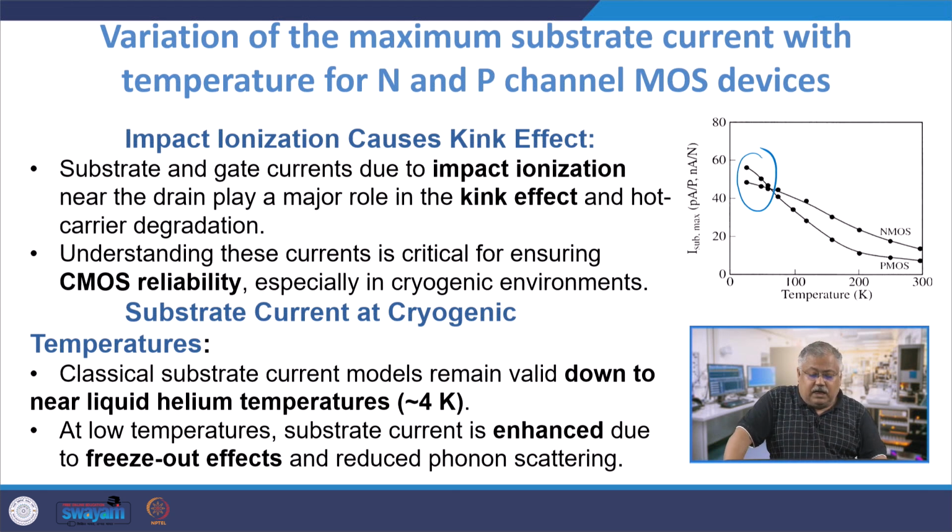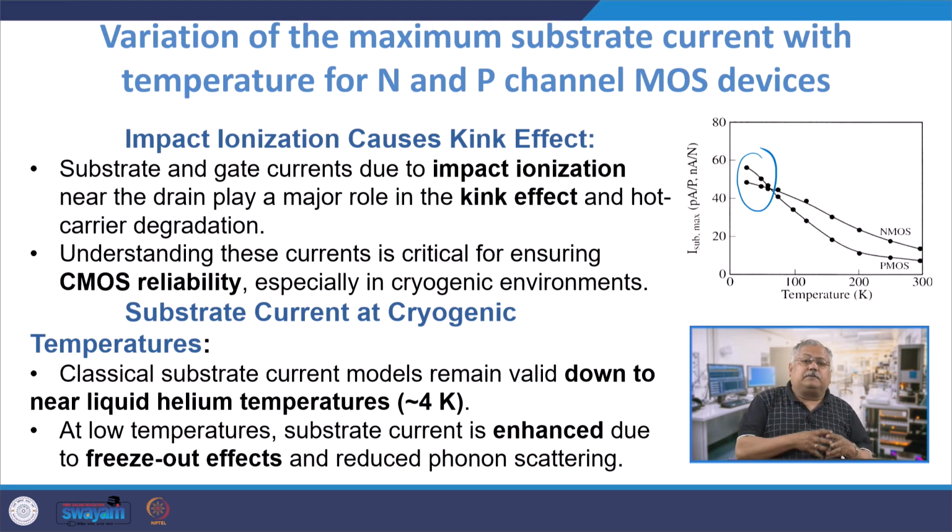Now let us come back to the kink effect and its implication on the PMOS circuitry. We know that the substrate plays a major role in varying the threshold voltage of the device. We also know that impact ionization near the drain end plays a major role in the kink effect and the hot carrier degradation. We will not go into the hot carrier degradation now, concentrate on the kink effect. The reliability of the MOS device at cryogenic temperature also becomes indirectly a function of the substrate current at cryogenic temperature.